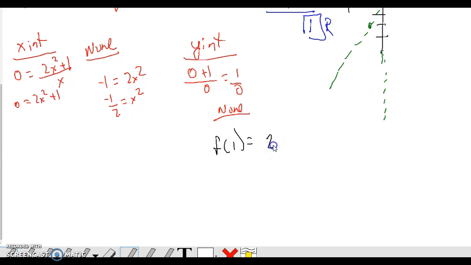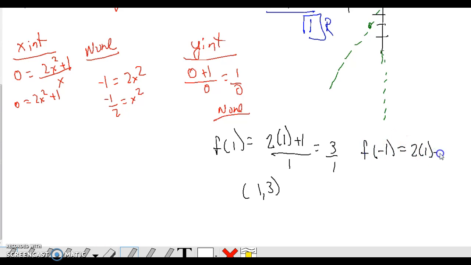So this will be 2 times 1 plus 1 all over 1. So 2 times 1 is 2, 2 plus 1 is 3. So we have a first point at (1, 3). Let's try negative 1. So this will be 2, again, times 1 plus 1 all over negative 1. So this will be (-1, 3).